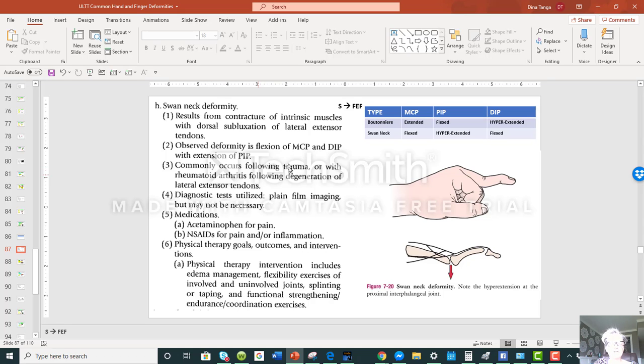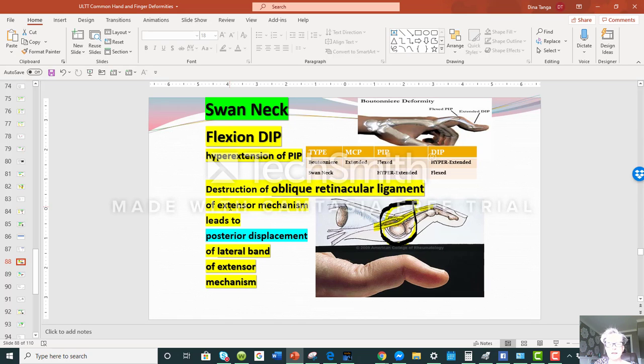Commonly occurs following trauma or with rheumatoid arthritis following degeneration of lateral extensor tendons. Diagnostic tests, plain film imaging, but may not be necessary. Same medications. Therapy goals, edema management, flexibility exercises of involved and uninvolved joints, splinting or taping, functional strengthening, endurance, and coordination exercises. Swan neck.